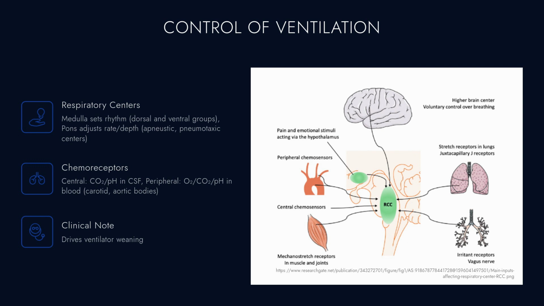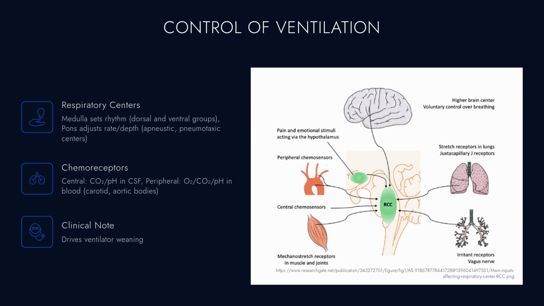Control of ventilation. Ventilation is controlled by brainstem centers. The medulla's dorsal group sets the basic rhythm, while the ventral group boosts effort during demand. The pons pneumotaxic center limits inspiration, and the apneustic center prolongs it.